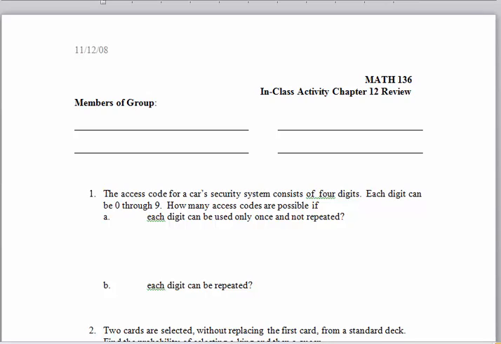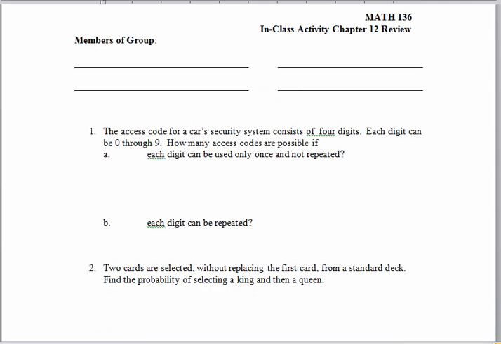We're looking at the Math 136 Chapter 12 review activity, which is a review of the unit on probability. Okay. The first one deals with access codes for a security system. So it says the access code for a car security system consists of 4 digits. Each digit can be 0 through 9, so there's 10 choices there. How many access codes are possible if each digit can be used only once and not repeated?